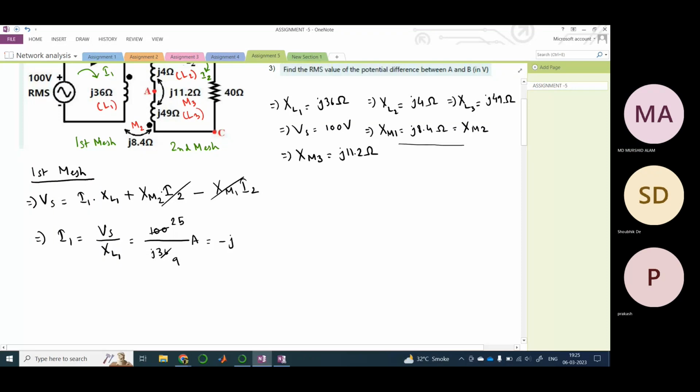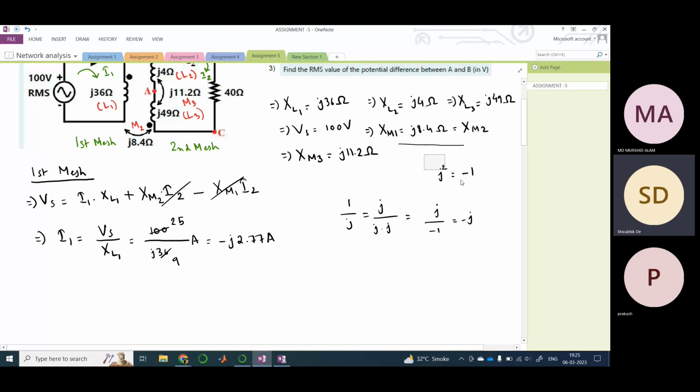2.77. And why is this minus j there? We already know that if we have something like 1 by j, we can multiply both numerator and denominator by j. And in the previous lecture we saw that j square is equal to minus 1, right? Therefore basically I remove this part here, j divided by 1. So this is minus j. That is why this I1 is minus j2.77.